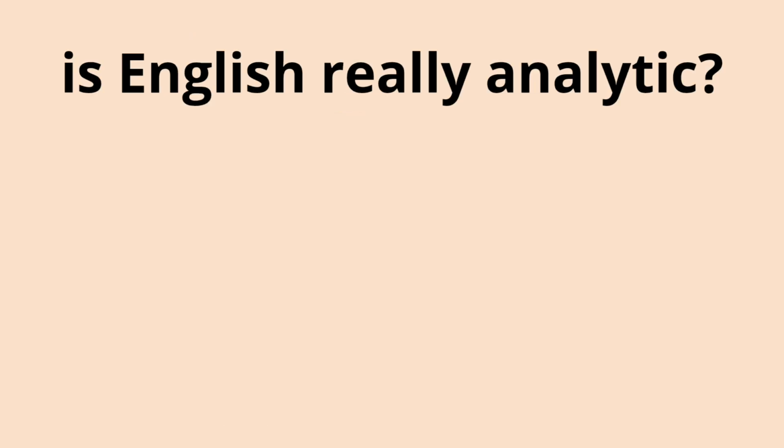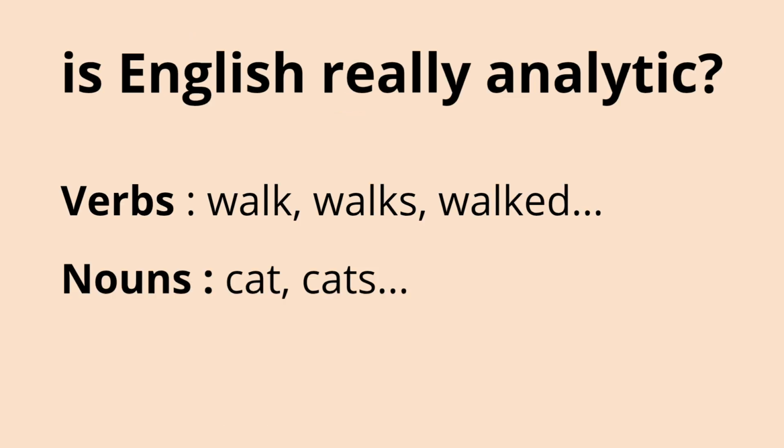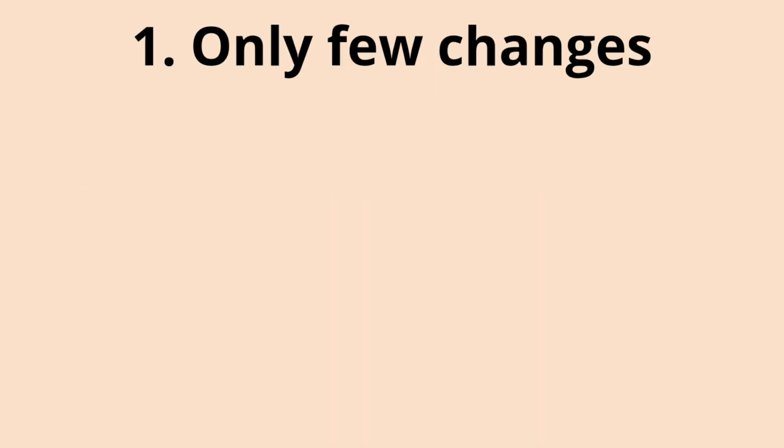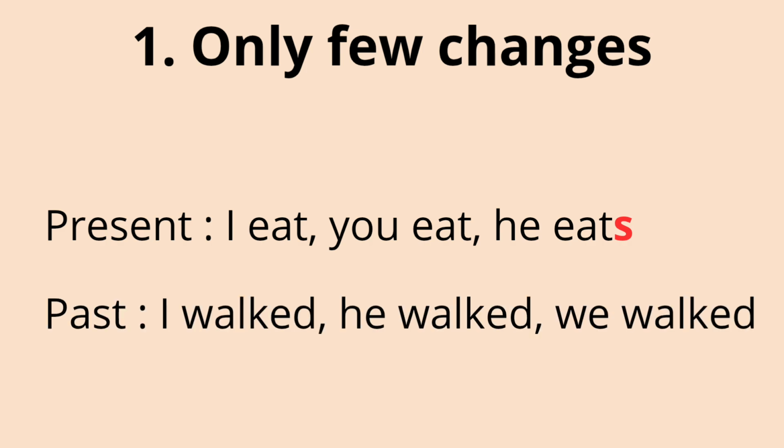Now in English, some words still change form, like verbs ending in s or ed, or plural nouns with s, so it might not seem that analytic. But here's why modern English is still considered an analytic language, especially compared to synthetic ones. First off, verbs change very little. For the present tense, I eat, you eat, he eats, the only visible change is the s for the third person singular. Now in the past tense, I walked, he walked, we walked, one form for everyone.